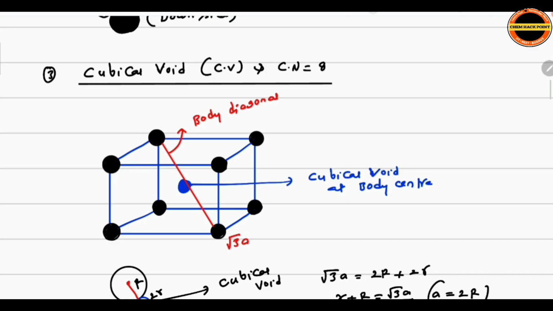Cubical void. Here there is a cube, with all atoms at the corners. At the body center, a cubical void is formed. At the body center, so it is the body diagonal. This one is the body diagonal, where the length is root 3 a.